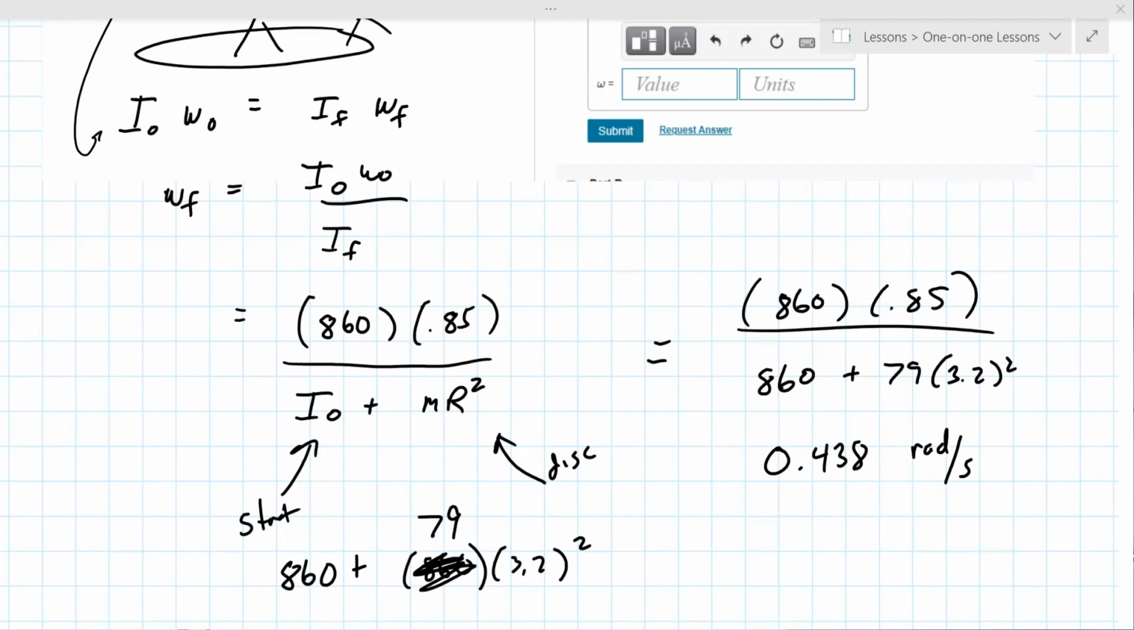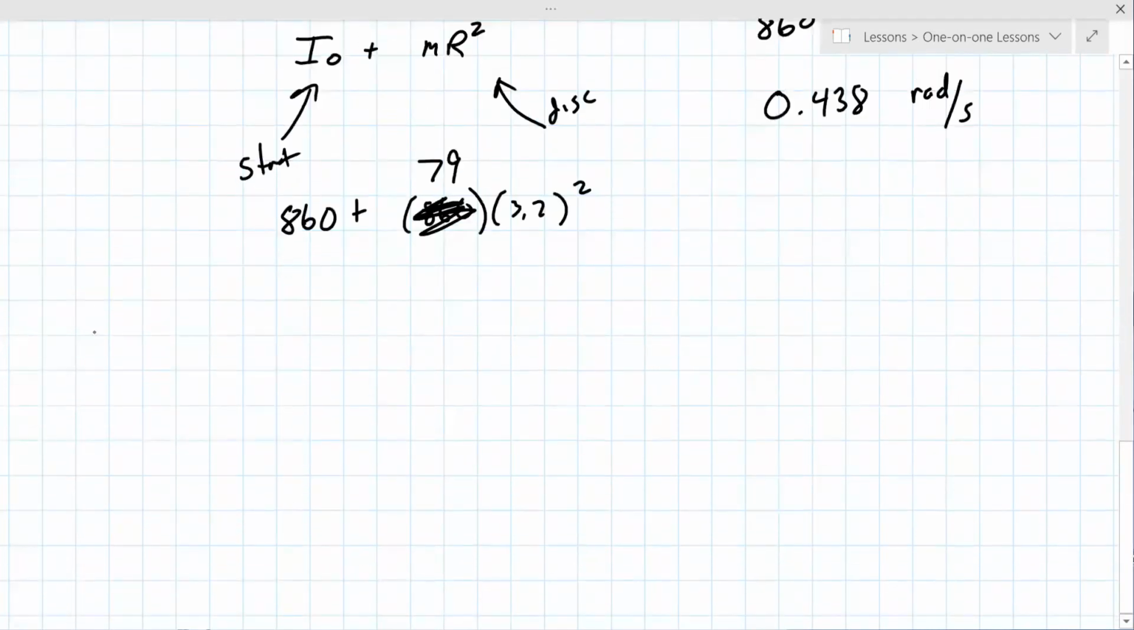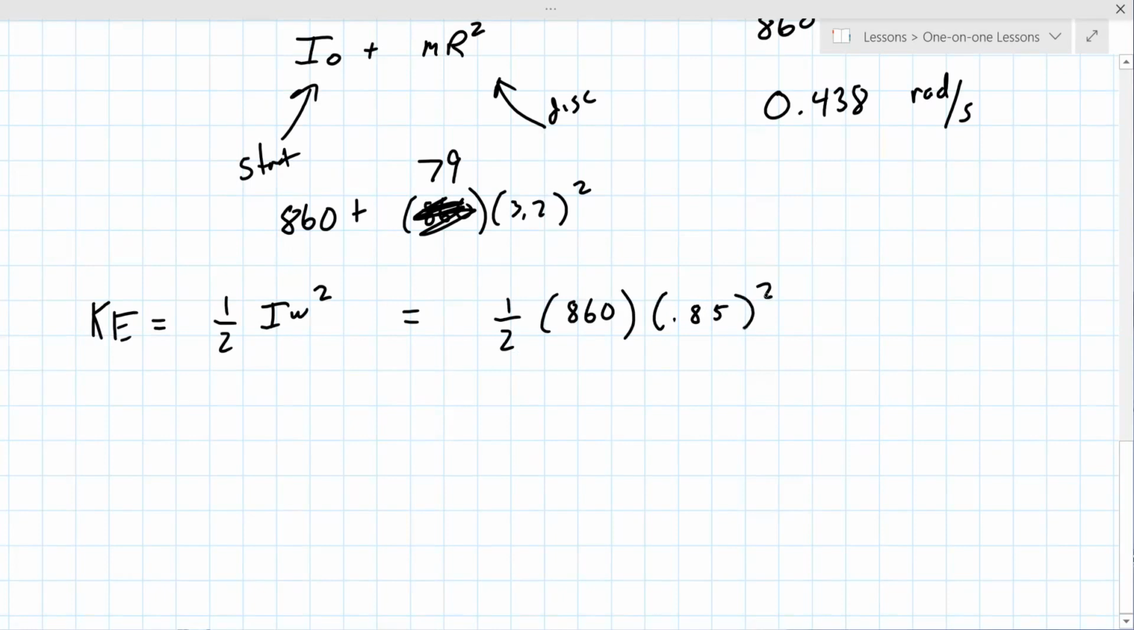Okay, so the next part of this is asking for some energy. Yeah, it's kinetic energy. So the kinetic energies here are pretty straightforward, a nice calculation. The kinetic energy is 1/2 I W squared. For the initial, they give you I, they tell you I is 860, and W was the 0.85 squared. That's just putting the numbers in that are given.